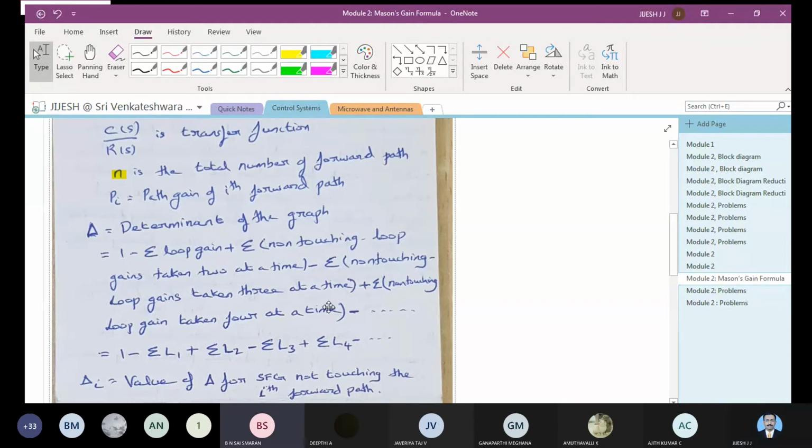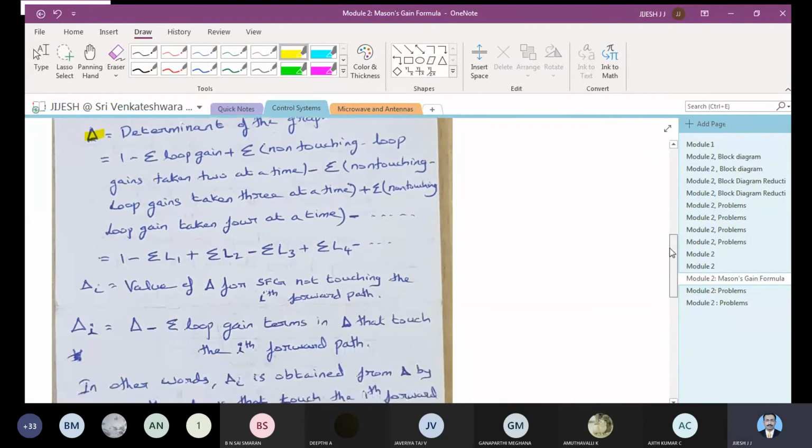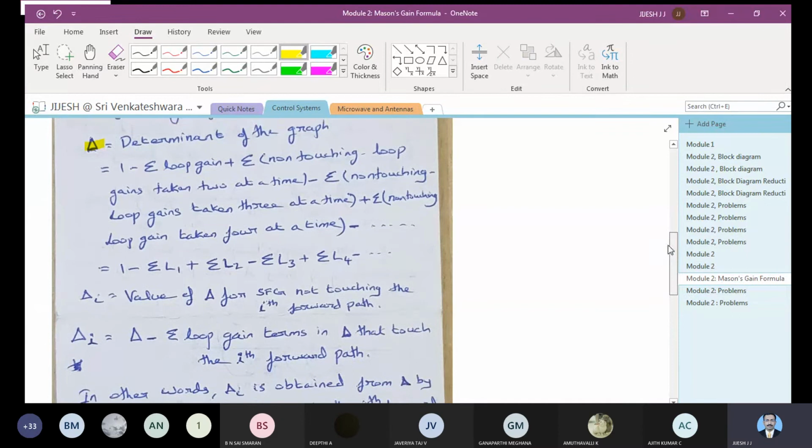Yes, sir. Is that clear for others also? Yes, sir. Okay, so just in a systematic way, we have written 1 minus summation of L1 plus summation of L2 minus summation of L3 plus summation of L4. This is what you have to understand. This is very important for you to understand this delta. So once the delta is over, we will see what is delta I. So all of you write down the equation for delta.